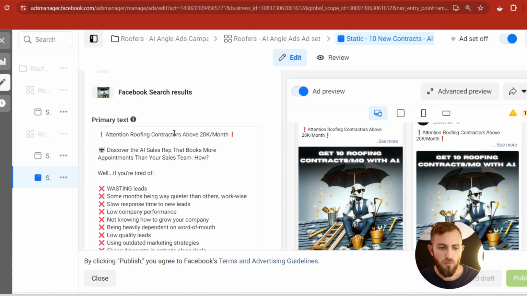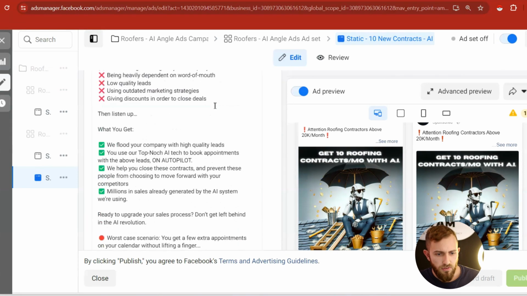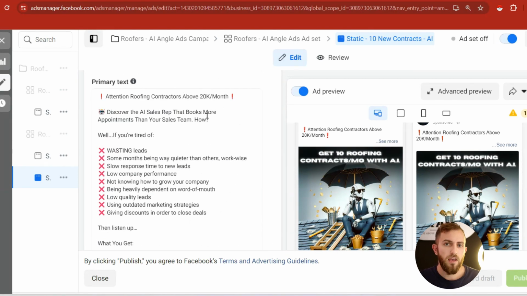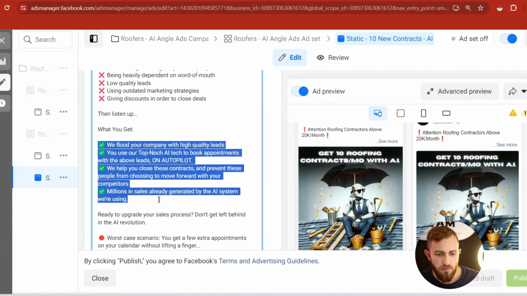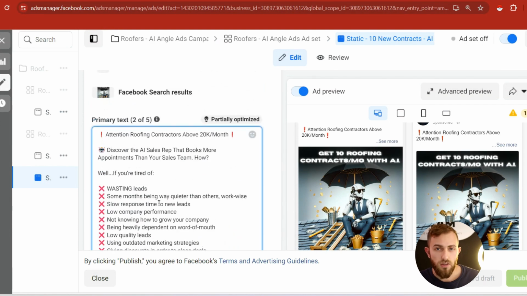In the beginning of your copy, when you start writing the ad, you want to call out your exact target audience, your ideal target audience. Okay, so this is what I did here. Attention roofing contractors above 20,000 a month. And then you can write your ad in different ways, but a good way of writing is you want to figure out their pain points and the pain points of the industry, the main pain points, and you want to figure out the solutions to these pain points and exactly what your target audience wants.